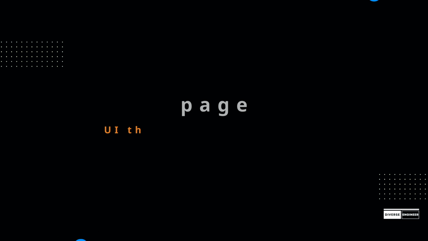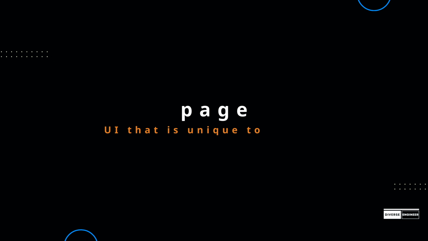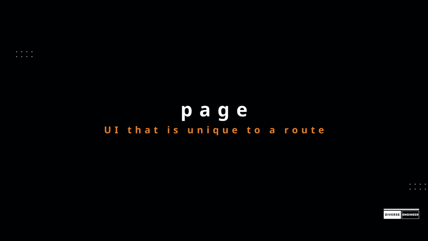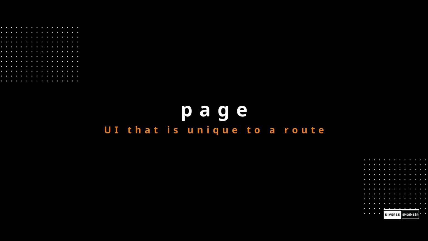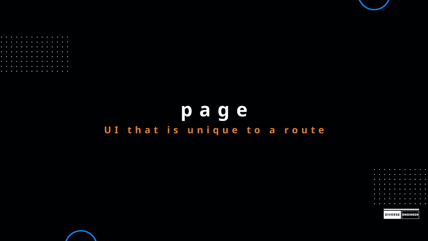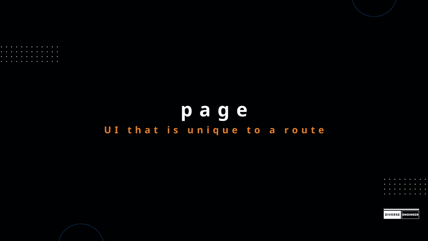A page is UI that is unique to a route. You can define pages by exporting a component from a page.js file. Use nested folders to define a route and a page.js file to make the route publicly accessible.